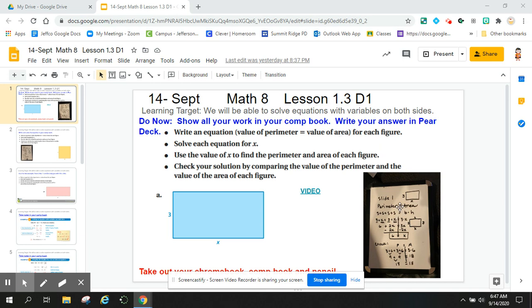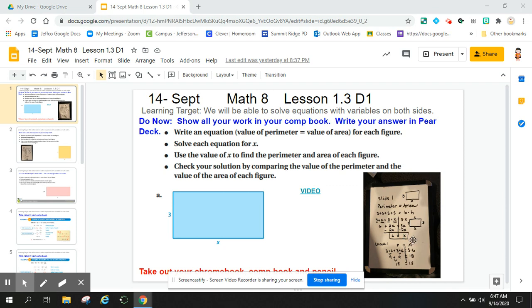So in this slide here, I did a little tutorial on what is the perimeter, just to give you that. If you forgot how to find the perimeter of a rectangle, it's side plus side plus side plus side. And that's going to equal the area of a rectangle. Now to find the area of a rectangle, it's base times height.